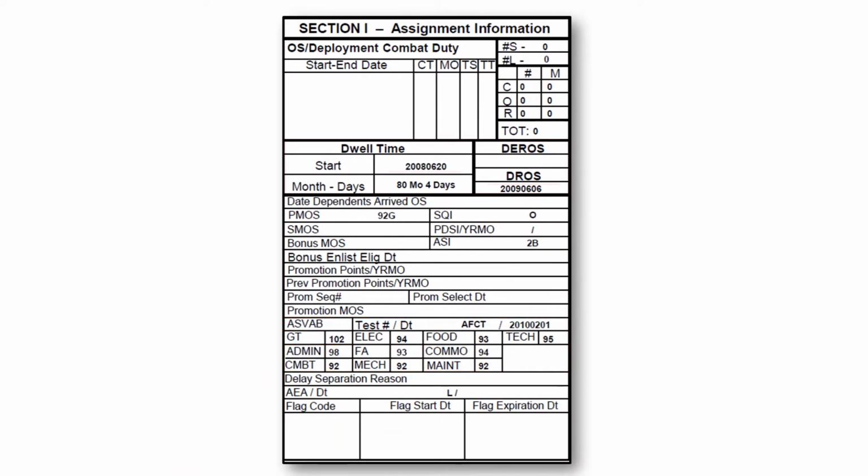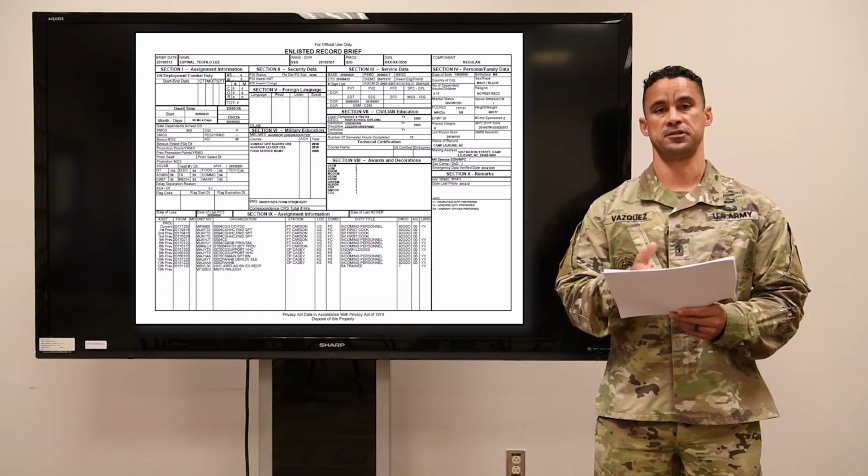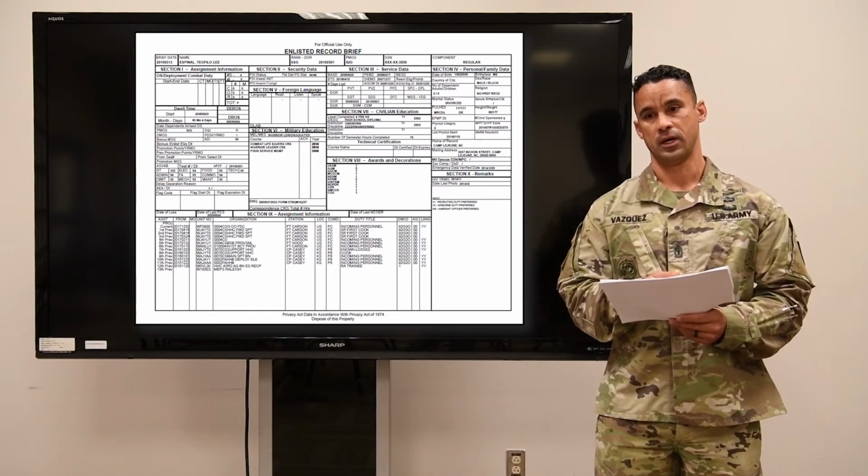Further along that has delay separation. Do you have any Army Emergency Relief funds that you might have, and the date? Right below that you have flag codes. Flag codes are nothing more than codes that are given to an individual when he or she has not passed certain requirements that the Army requires of them.